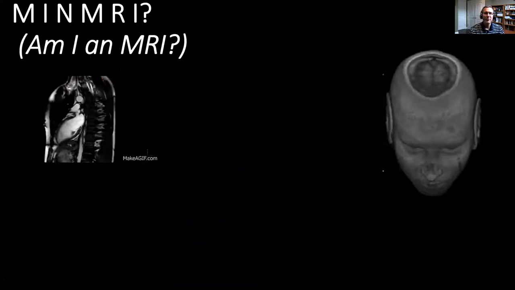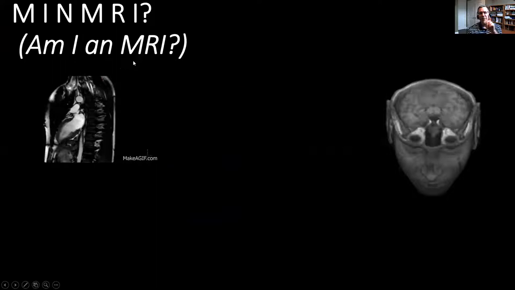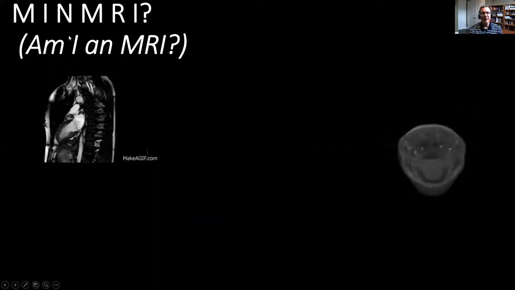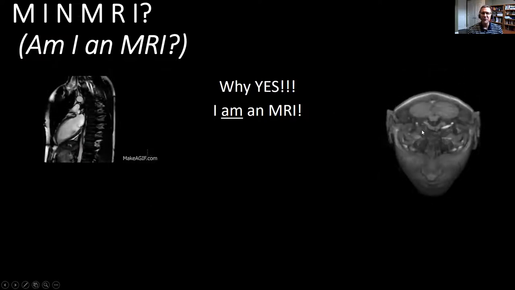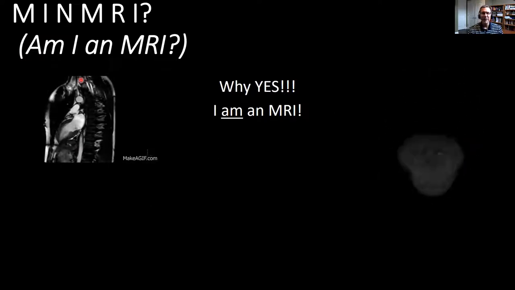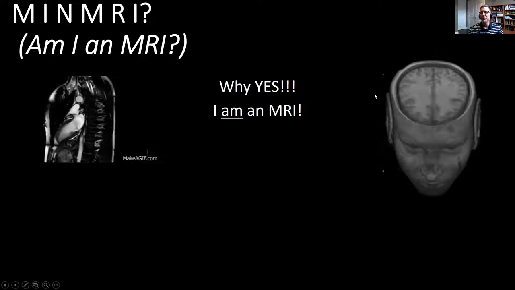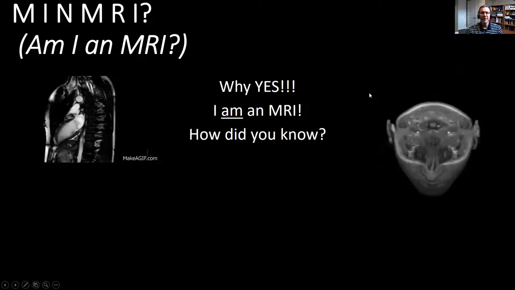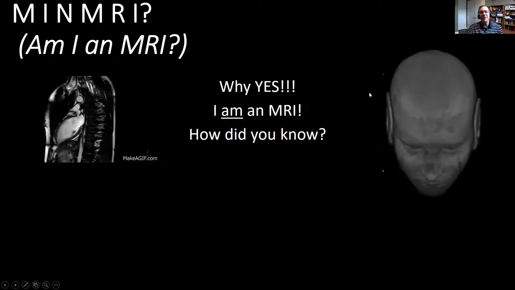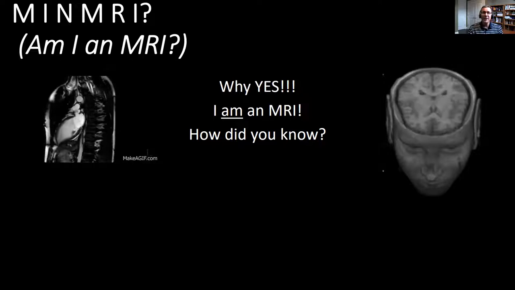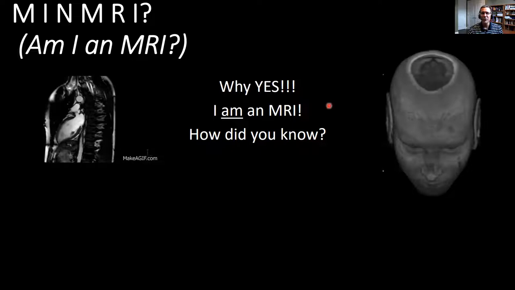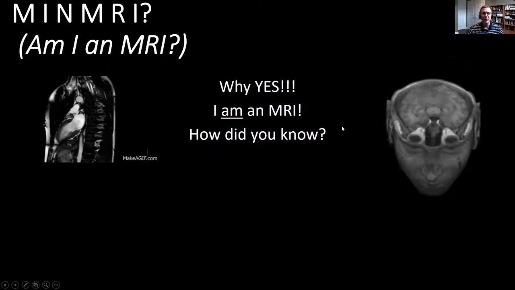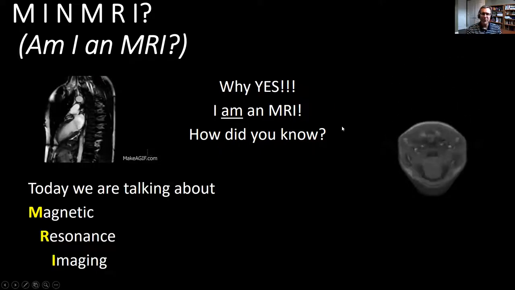Let's take a look. If you see it spelled out this way, then you actually see what I'm talking about. Am I an MRI? Why, yes, I am an MRI. And these images here are images of MRI, and we're going to see what that is all about. How did you know? Because there are other medical imaging modalities, like x-rays and x-ray CTs, but these are MRI images. How did you know that was an MRI image? Well, let's dig into that. That's what we're going to be talking about today.